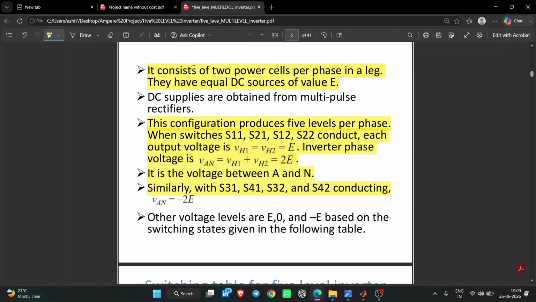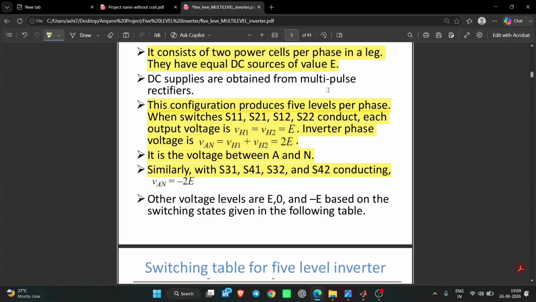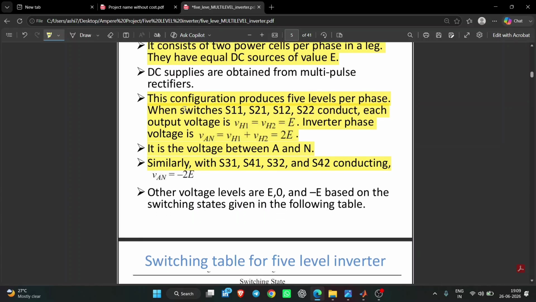Now let's go here. The equal DC source voltage is E. I will explain why equal and unequal matter. Let's go to some concepts again. This configuration produces 5 levels per phase, so each phase is carrying 5 levels.